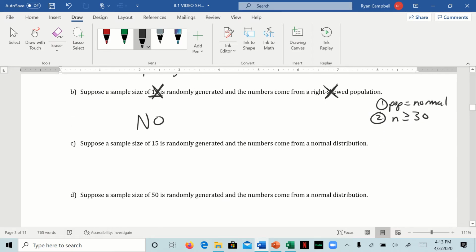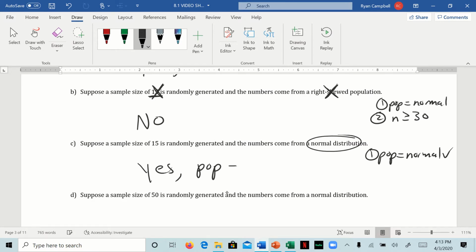Let's look at part C. So suppose that the sample size is 15, is randomly generated from numbers that come from a normal distribution. So is the population normal? Yeah, it says it right here. So we're done. Yes, population is normal.